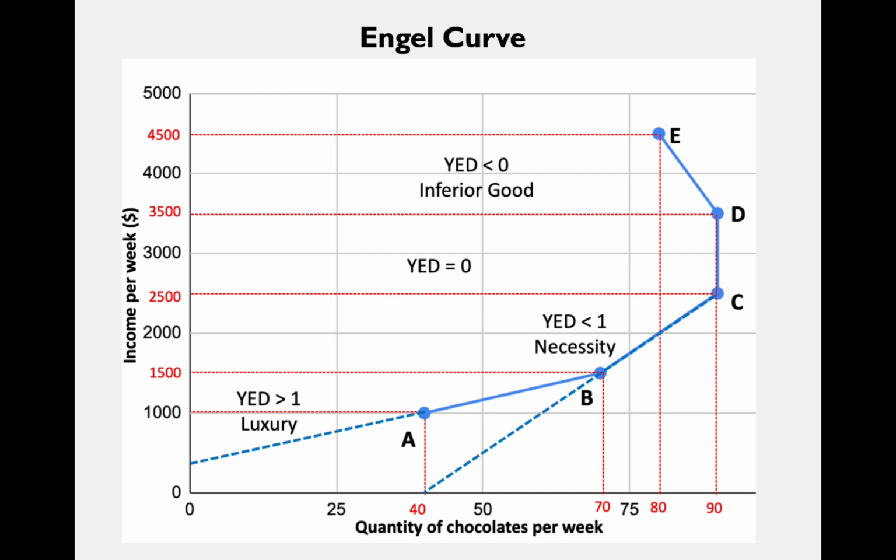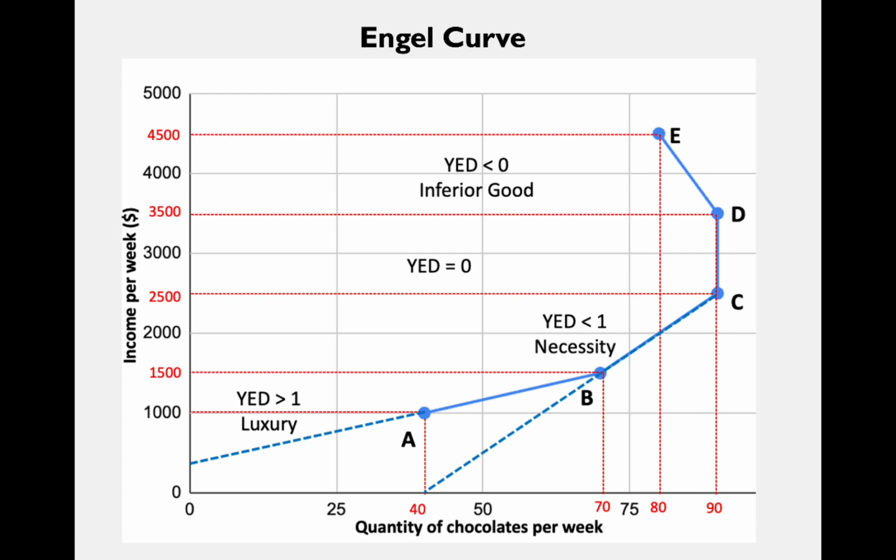On the vertical axis, you've got income per week, and on the horizontal axis, you have the goods. So in this case, it's quantity of chocolate, yum yum. Now, as you can see, different slopes represent different income elasticities of demand.